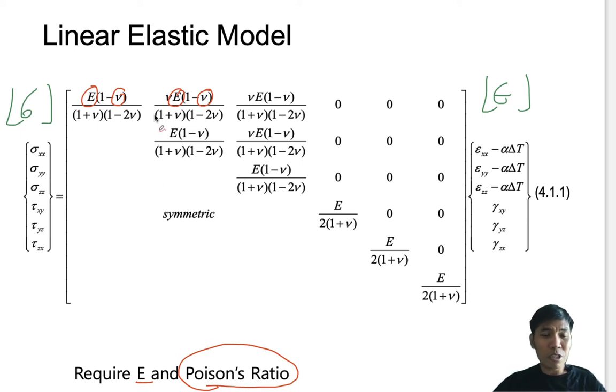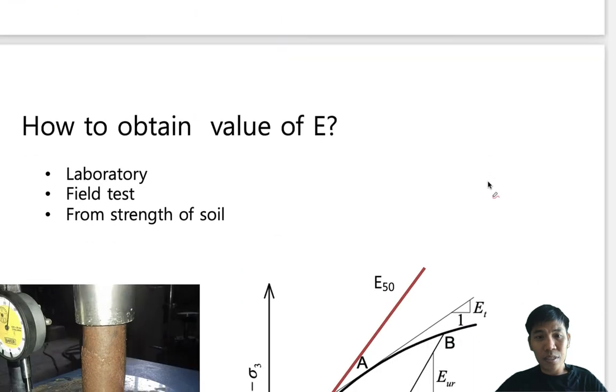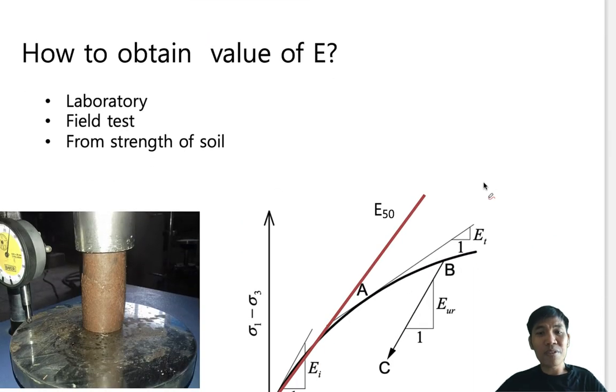And if you input the E and Poisson ratio, it can construct the quantitative metric here. You input the E and Poisson ratio in the program, and the program will establish this metric by itself and can calculate the strain for you. Quite straightforward. How to obtain the value of E?